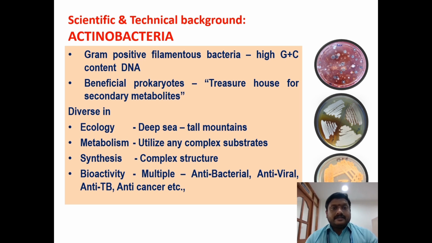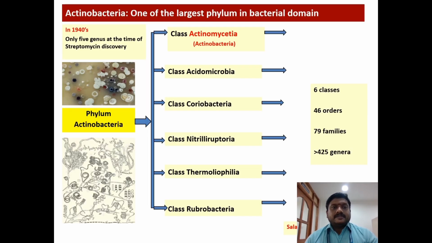Another important thing, regarding commercially available antibiotics in the market, most of them, around 80% of the antibiotics, are mainly produced by actinobacteria. So this is the unique nature of actinobacteria. In another way, actinobacteria are also called antibiotic generators. Another important thing, it is one of the largest phylum in bacterial domain.